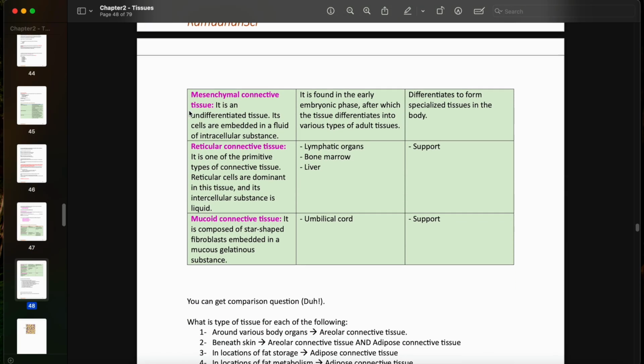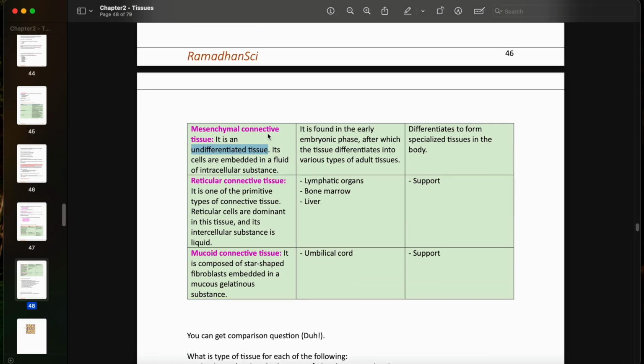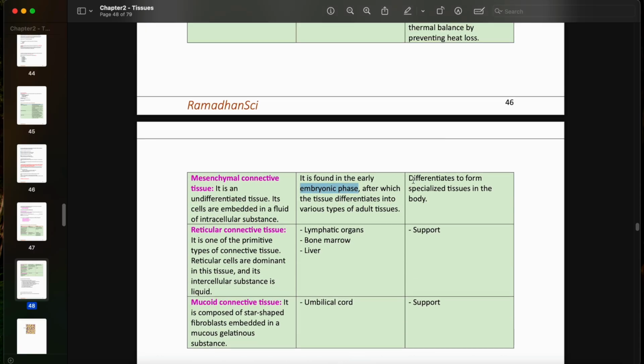Mesenchymal connective tissue is undifferentiated, okay? It is an undifferentiated tissue. Its cells are embedded in a fluid of intercellular substance. The location: it is found in the early embryonic phase, after which the tissue differentiates into various types of adult tissues. And the function: it differentiates to form specialized tissues in the body.